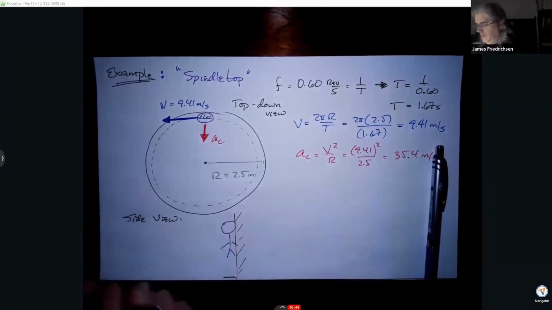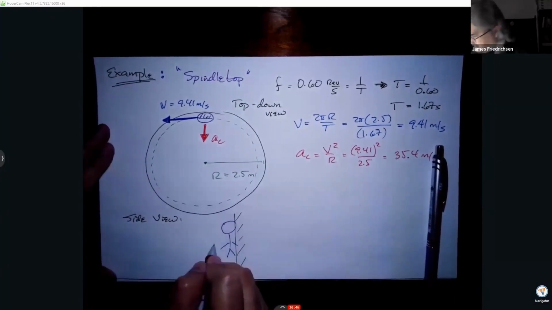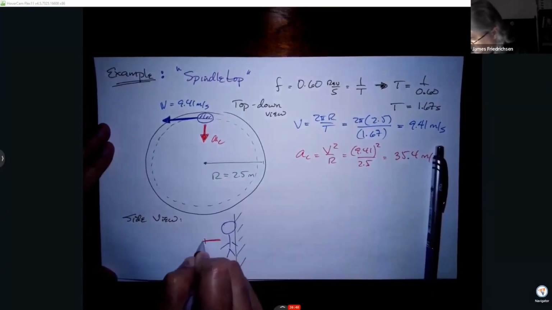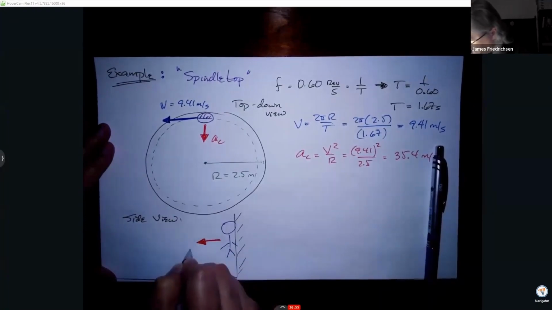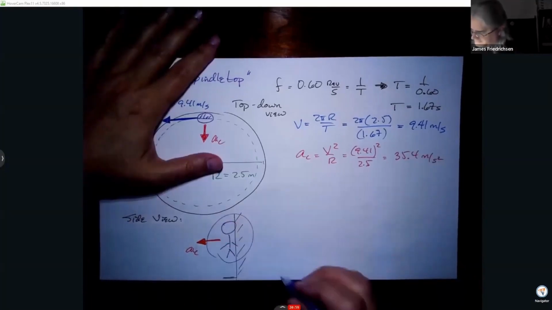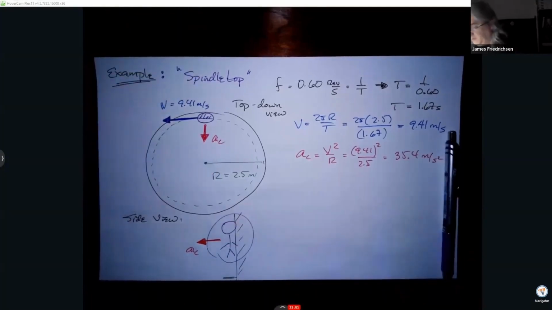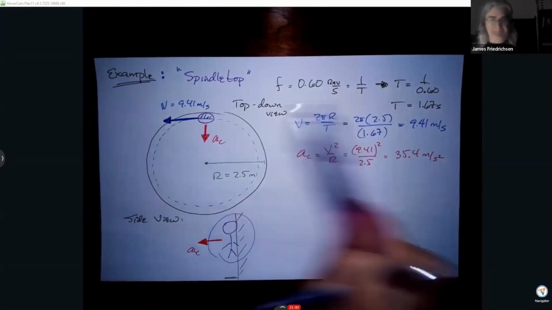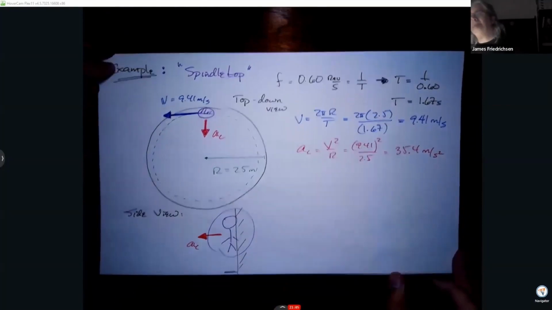When they're going around and around, they're going to accelerate horizontally in towards the center of the circle. So this is the direction of our centripetal or radial acceleration, like so. And of course, our object of interest is Emmanuel. We want to figure out what forces act on our rider. So what do we got?